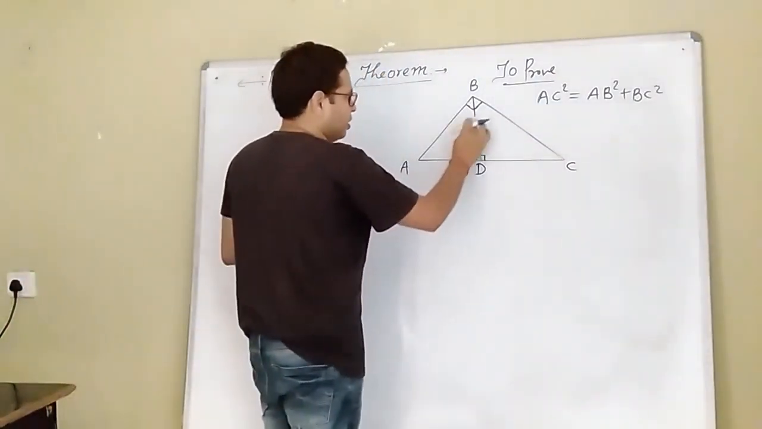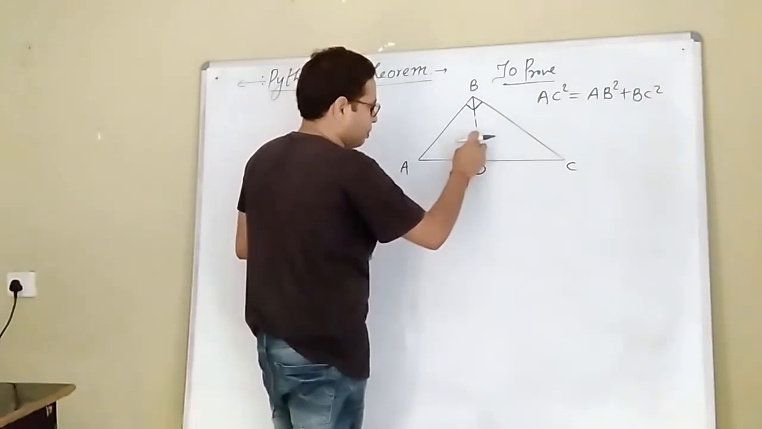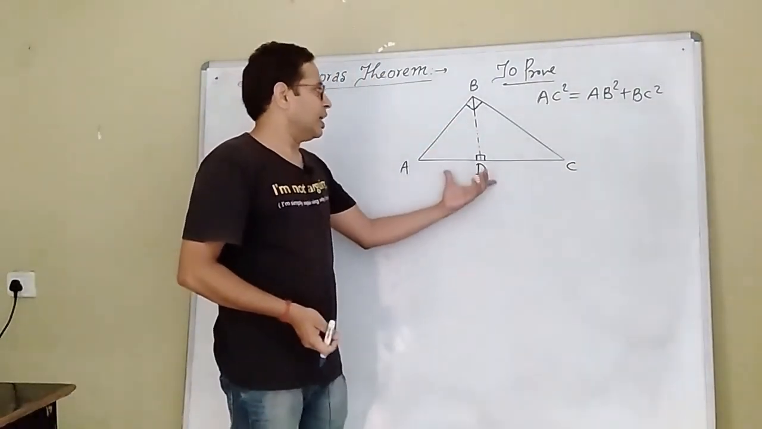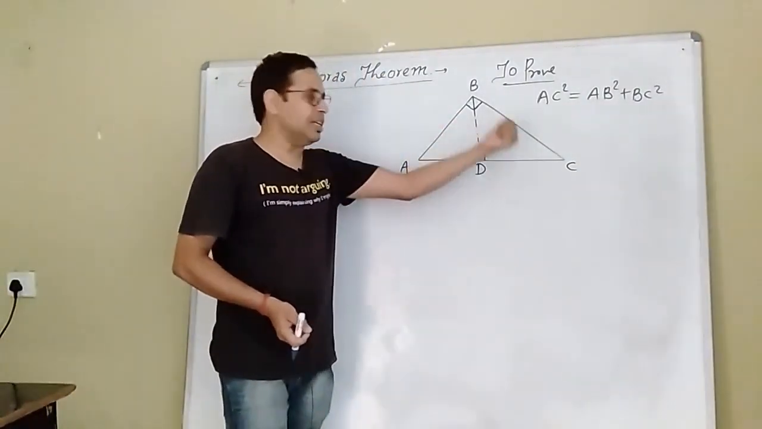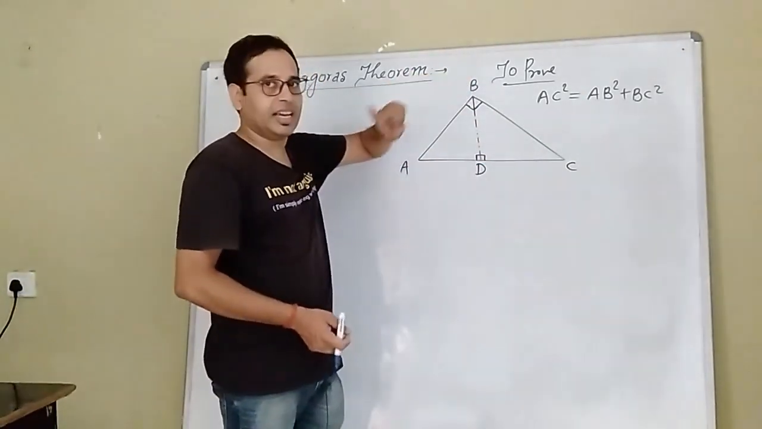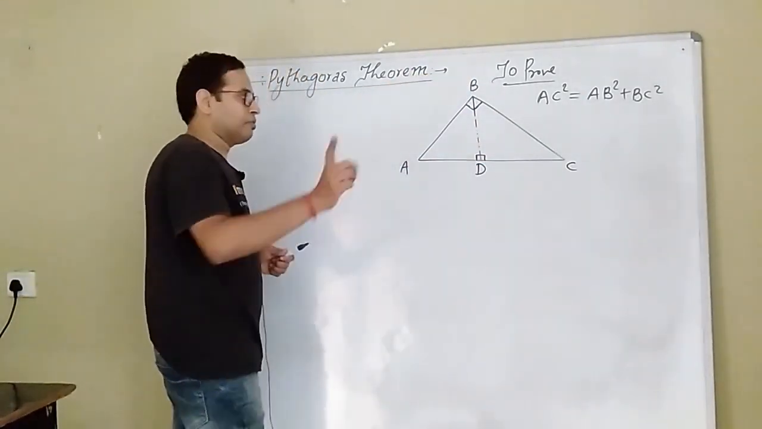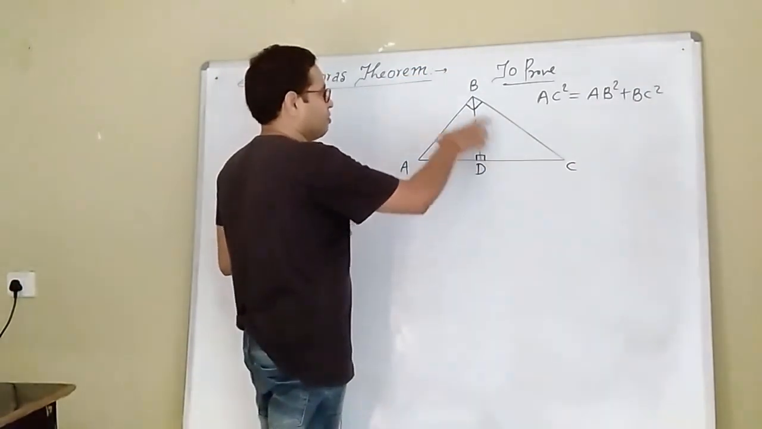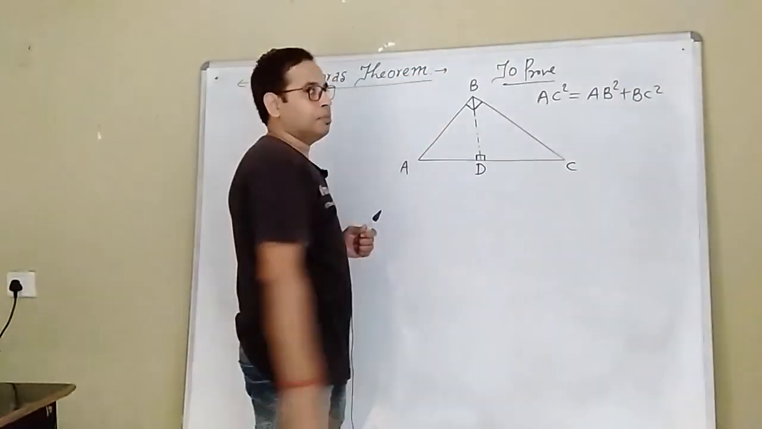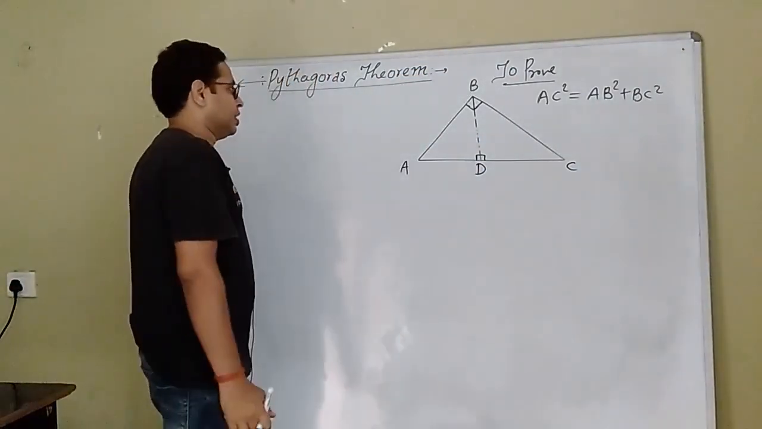This we have drawn perpendicular, okay? Don't get confused, this is the perpendicular. BD is perpendicular on AC and triangle ABC is right angled at B. Where is the right angle? At B. Okay. So what do we have to prove? We have to prove that AC square equals AB square plus BC square. Okay? Let's prove it.